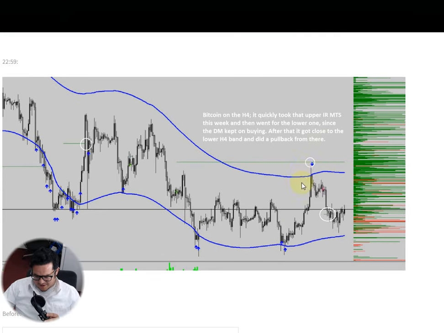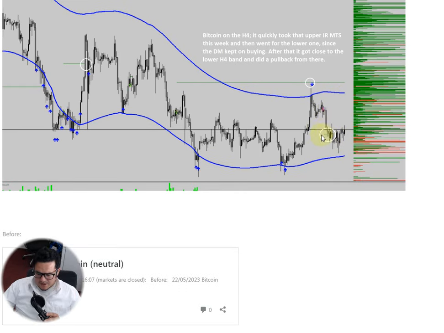Bitcoin, remember before we had this exact pin towards the upper inner moving medium term stop, and then the down move filling the lower medium term stop story, so doing some kind of house clean.